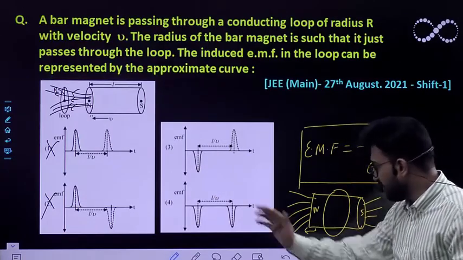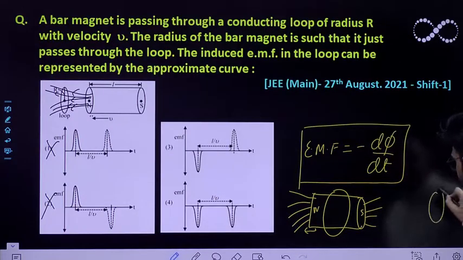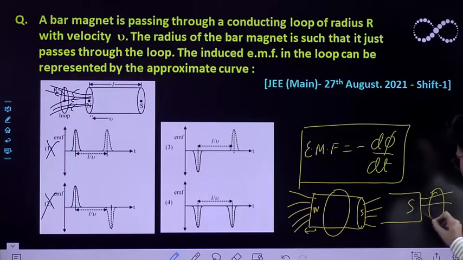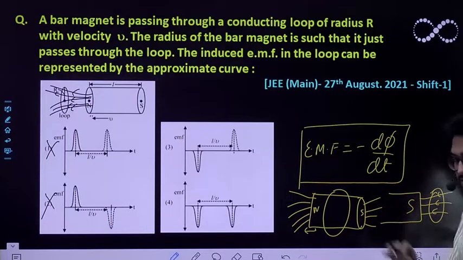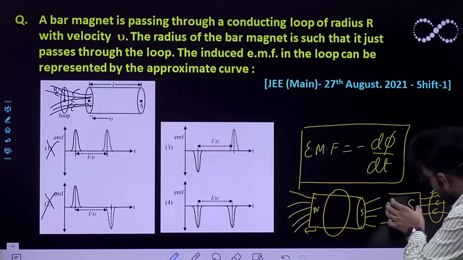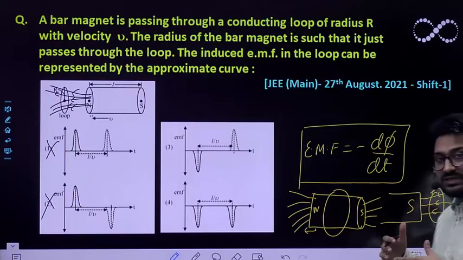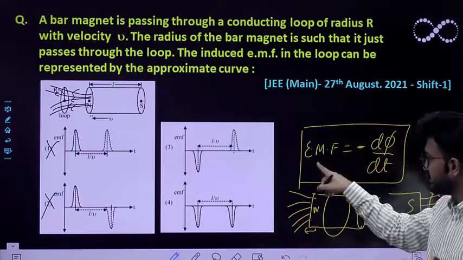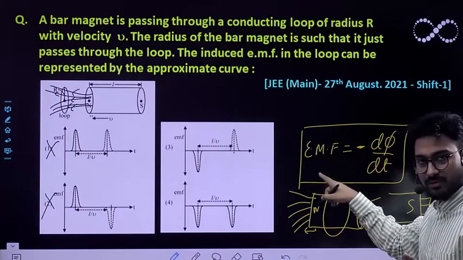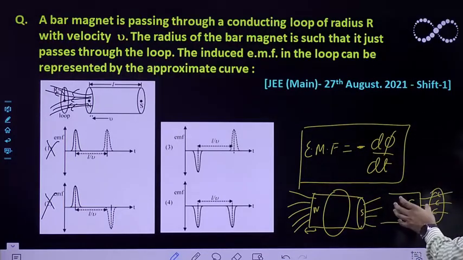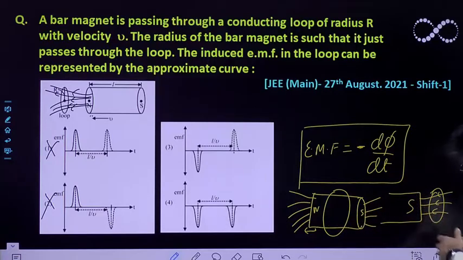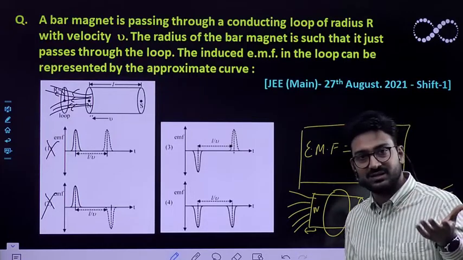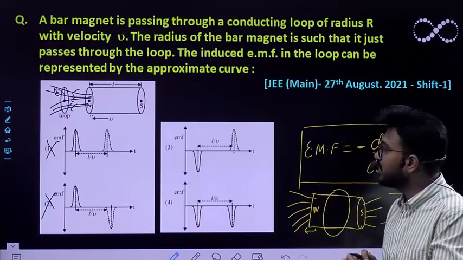Now while going away, this is the loop and this is the south pole. Now the magnetic flux is decreasing because the bar magnet is going away, so the induced EMF has to be positive, because the negative sign shows that if the flux is increasing the EMF is negative, and if it is decreasing the EMF is positive. While going away from the loop, the magnetic field lines crossing the area of the loop keep on decreasing. So the induced EMF has to be positive.